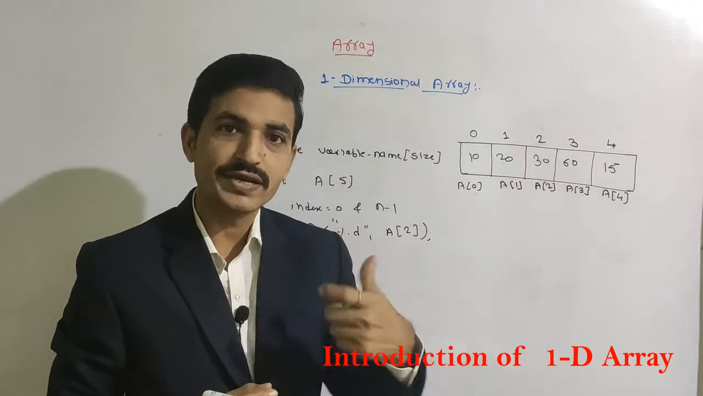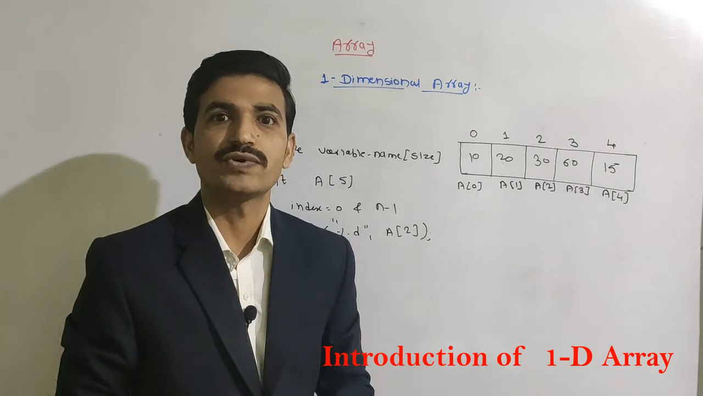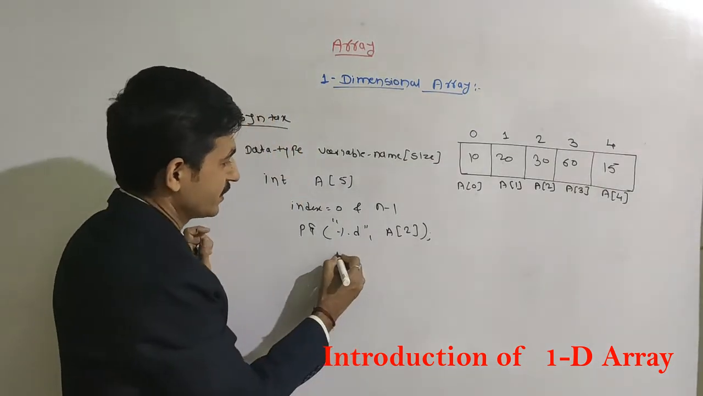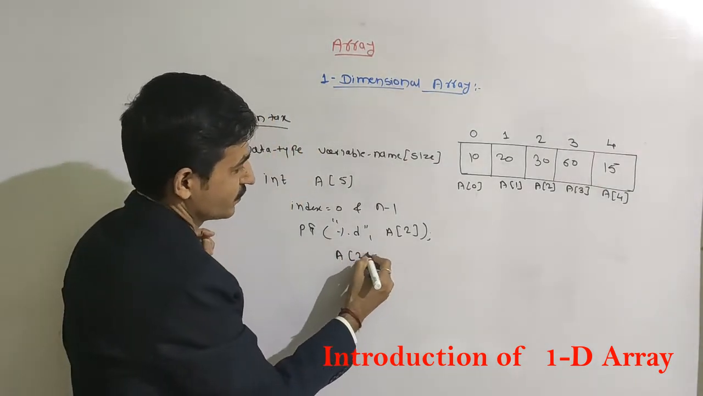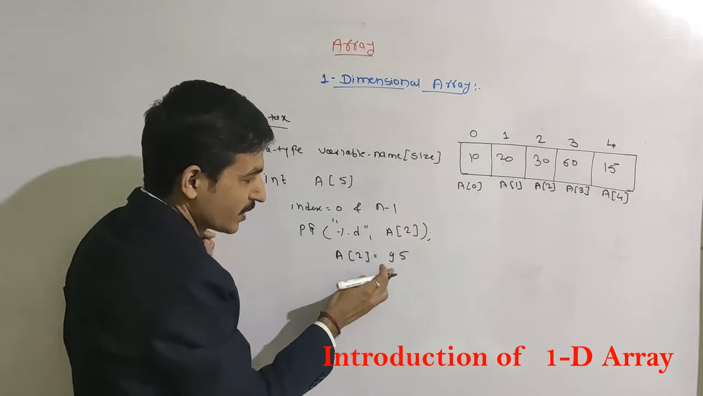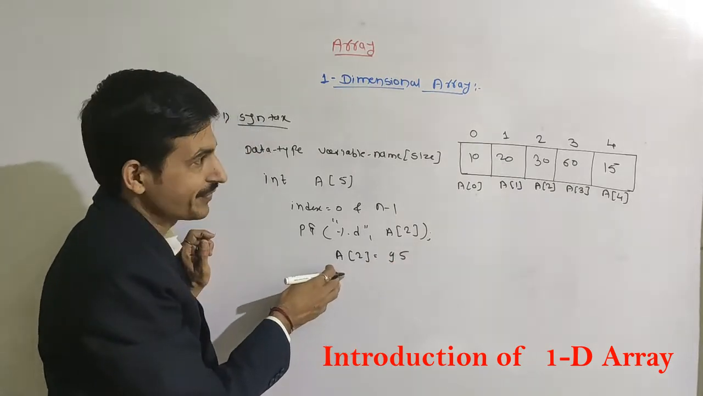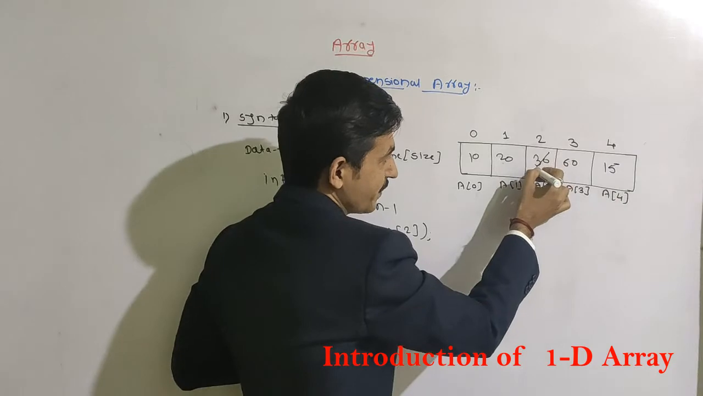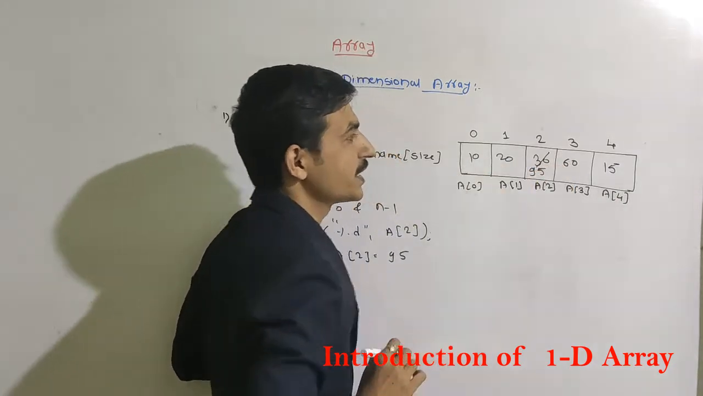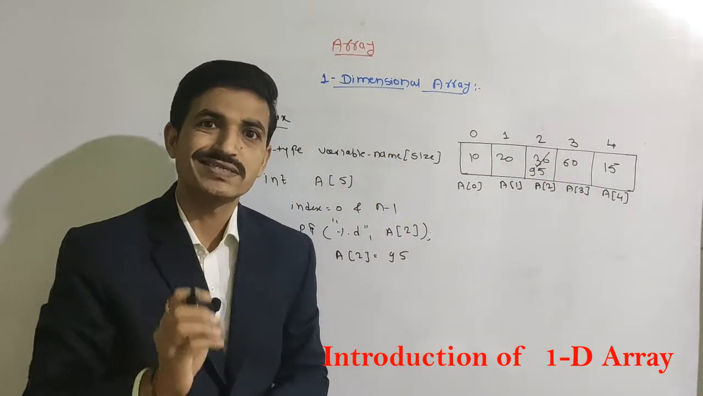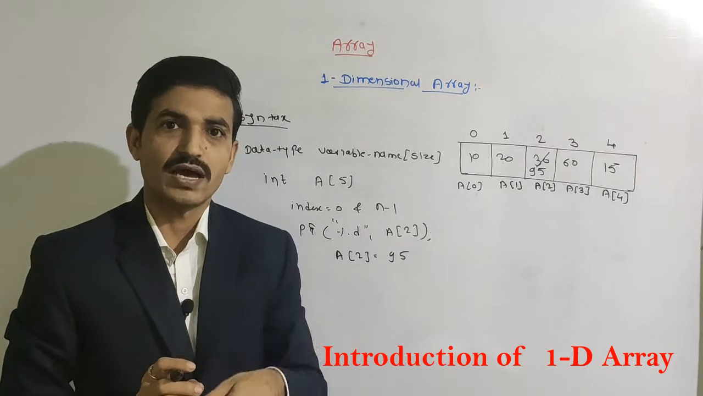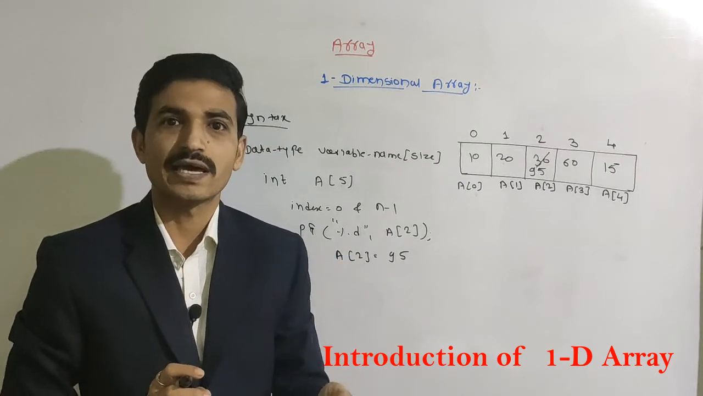We can reassign the value in the array. Let's say if I write a of 2 is equal to 95, then 95 is going to be stored in a of 2. So this value is going to be replaced with 95. So this is the declaration of the array and how the elements are going to be stored inside the array.